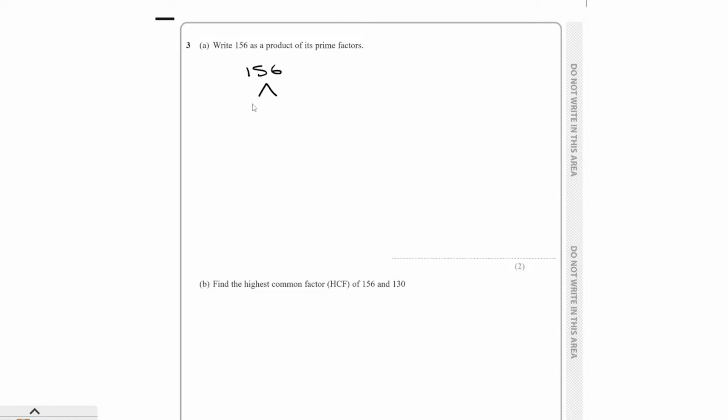So normally, if it's even, I'll just start with 2 and just keep halving until it's not even anymore. So half of 156 is 78. That's still even, so I can half it again, which gives me 39. Now this is no longer even, so now I'm thinking, okay, does 3 go into it, or 5? In this case, 3 does 13 times, which 13 itself is also obviously prime. So there are my answers there. I'm going to do 2 times 2 times 3 times 13. You could write that as 2 squared if you want. Doesn't really matter. They haven't specified how they want it.